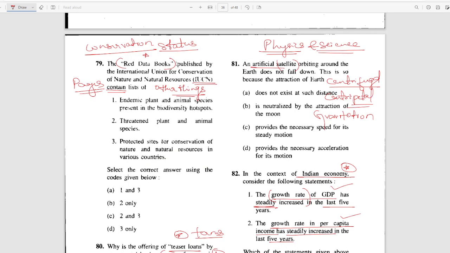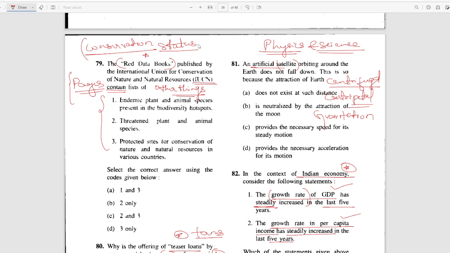79th question. The Red Book published by IUCN, International Union for Conservation of Nature and Natural Resources, contains the list of... They are talking about red data books. Now we have to learn what red data books are and the pages that are there in these books, and what it signifies. And recently, has there been any addition or no addition to that red data book? Which are the things that are included in these red data books?